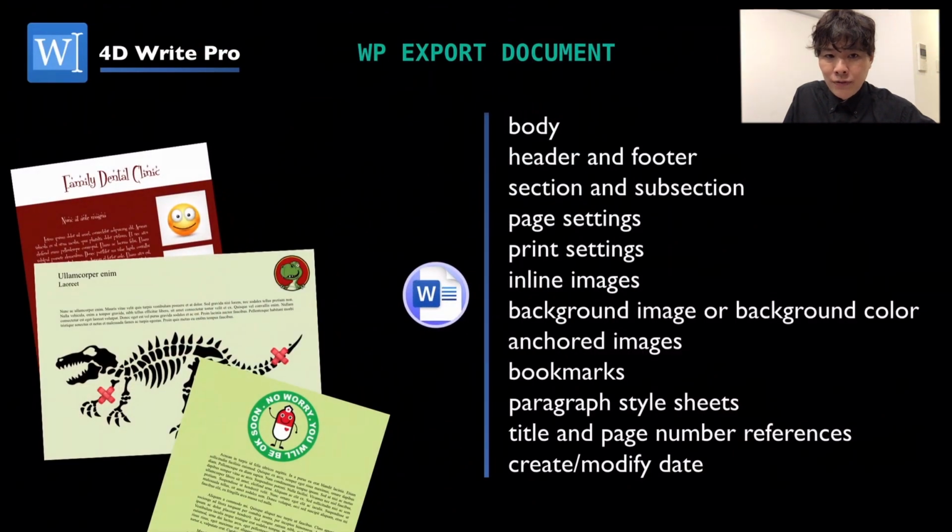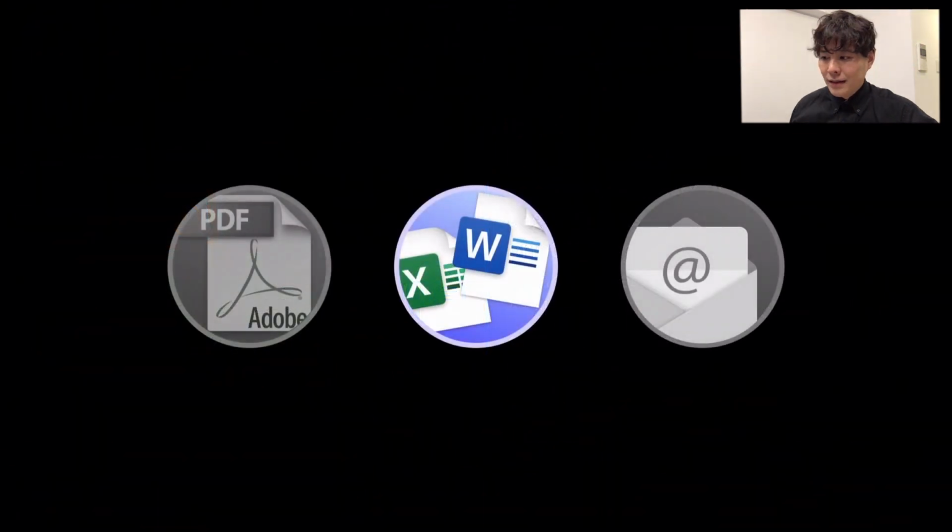docx is a complex specification, and Write Pro has certain features that are not supported by Word. That said, the export feature is designed to preserve all compatible features such as headers, footers, settings, bookmarks, etc., so that the result looks as close to the original as possible.